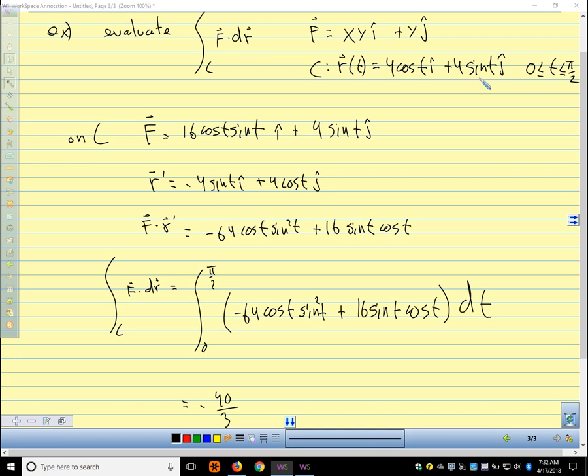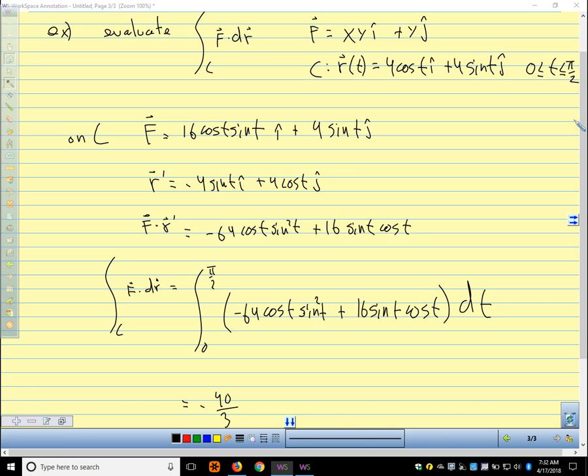Depends on the units. Could be ergs, right? Do we have dynes? No units, just numbers? Yeah, no units. This is math, we don't care about units. This is minus 40 thirds units of work, some unit of work. It would depend on what F is measured in and what the units are. We won't be required to iron out the units, unless the problem specifically said a force given by so-and-so newtons moving around a path where the units are meters.